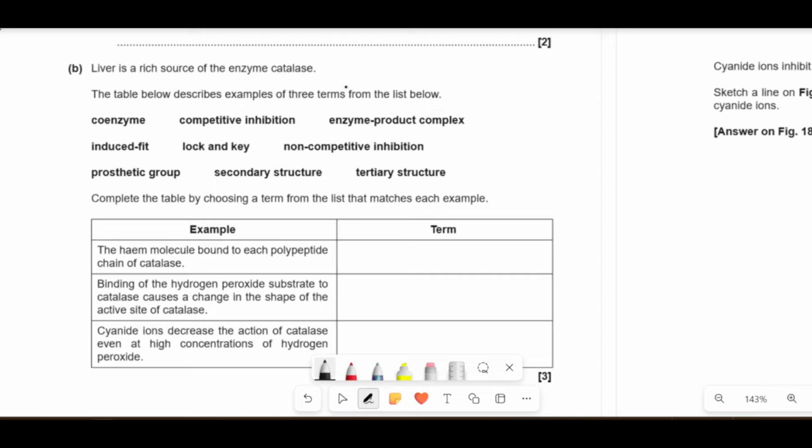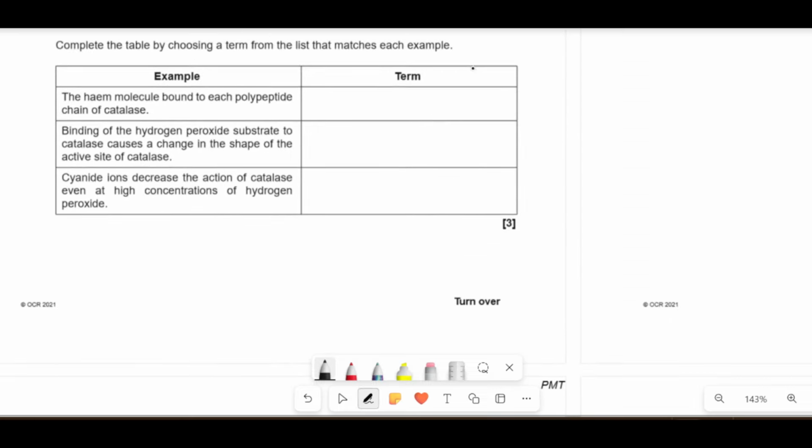So now it says liver is a rich source of the enzyme catalase. The table shows examples of 3 terms from the list below. Complete the table by choosing the term that matches each example. So catalase is a quaternary protein, and it has 4 different heme prosthetic groups. These prosthetic groups let catalase break down hydrogen peroxide and interact with it. The purpose of catalase is to remove hydrogen peroxide, because that is commonly made in a lot of metabolic reactions, and it's damaging to cells if it accumulates.